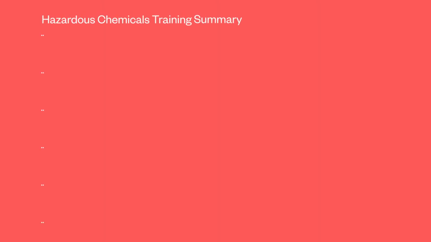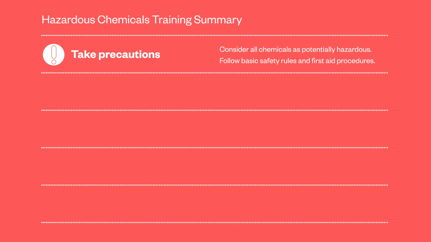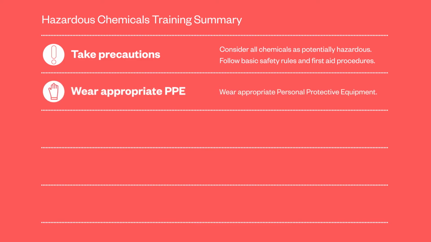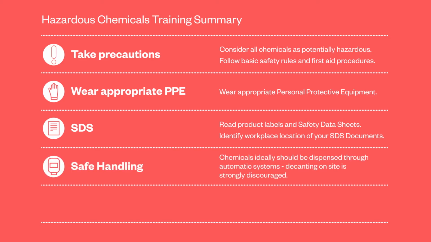To summarise today's training, take precautions when handling chemicals. Consider all chemicals as hazardous and follow basic safety rules and first aid procedures. Wear appropriate PPE when handling chemicals. Always read the SDS and label prior to using any chemicals. Know where the SDS are kept at your workplace. Handle chemicals in a safe manner and use an automatic dispensing system where possible. Ensure a safe working environment by complying with work health and safety requirements.